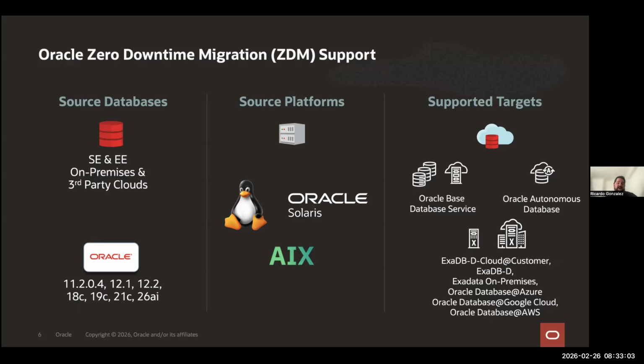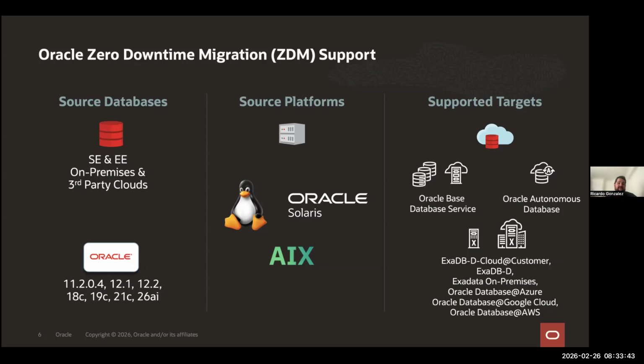Version-wise, we have 11.2.0.4 and higher. Some customers still ask about 11.2.0.3. We don't support it. The reason is there are several patch requirements that we need, especially for logical migration, that do not apply for 11.2.0.3. So this is the version limitation we have. If you have databases previous to these versions, there are other manual tools that can help you. Now, platform-wise, of course, Linux is 100% supported. We have Solaris and AIX, and we're working to introduce Windows as well in the next release, which we presented and talked about in October at the last AI World.